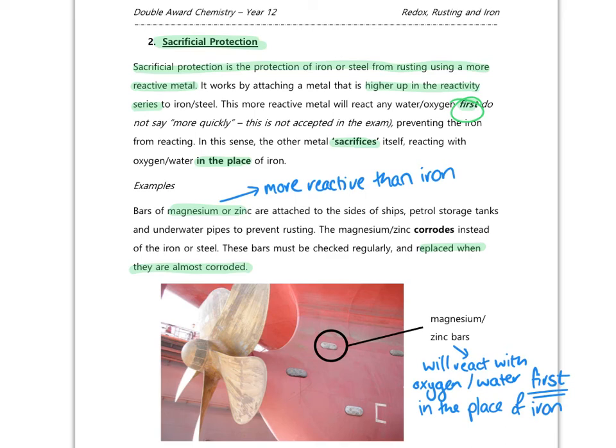So that idea of sacrificial protection is really important. You're attaching either magnesium or zinc because they are more reactive than iron, and they will react with the water and oxygen first. So don't say more quickly, say that they react with the water or oxygen first before the iron.